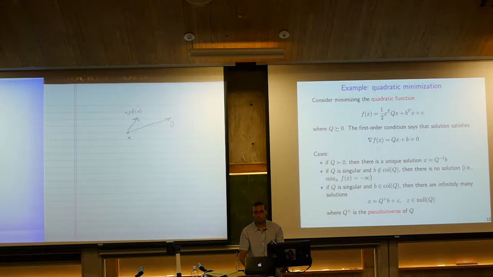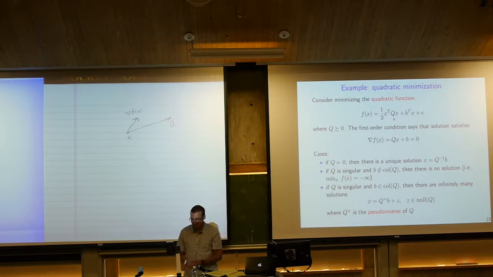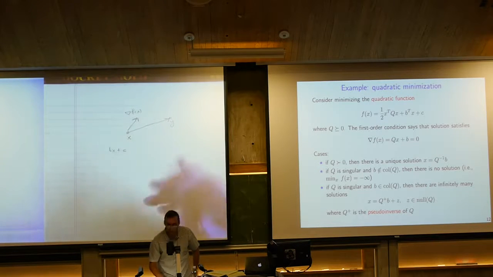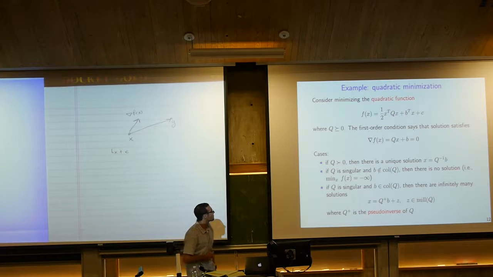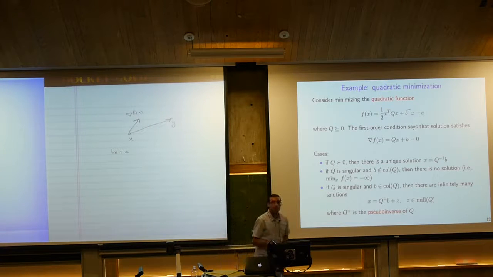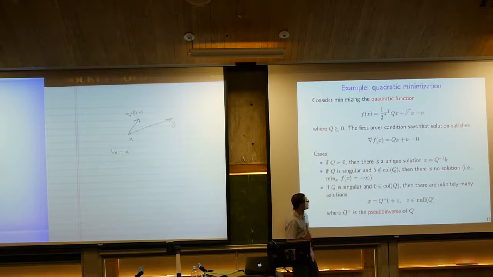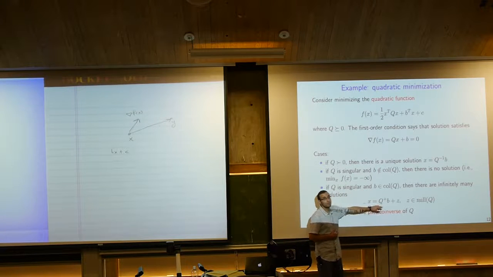What's an example of that in one dimension? Well, let's suppose q is 0, right? I'm just trying to minimize this function over all of Rn. Okay, so there is a solution that we can write down. And the last case is if q is singular, so it doesn't have an inverse, but b happens to lie in its column space, then there are infinitely many solutions, and they're of this form. Okay, where this is the generalized inverse of q.